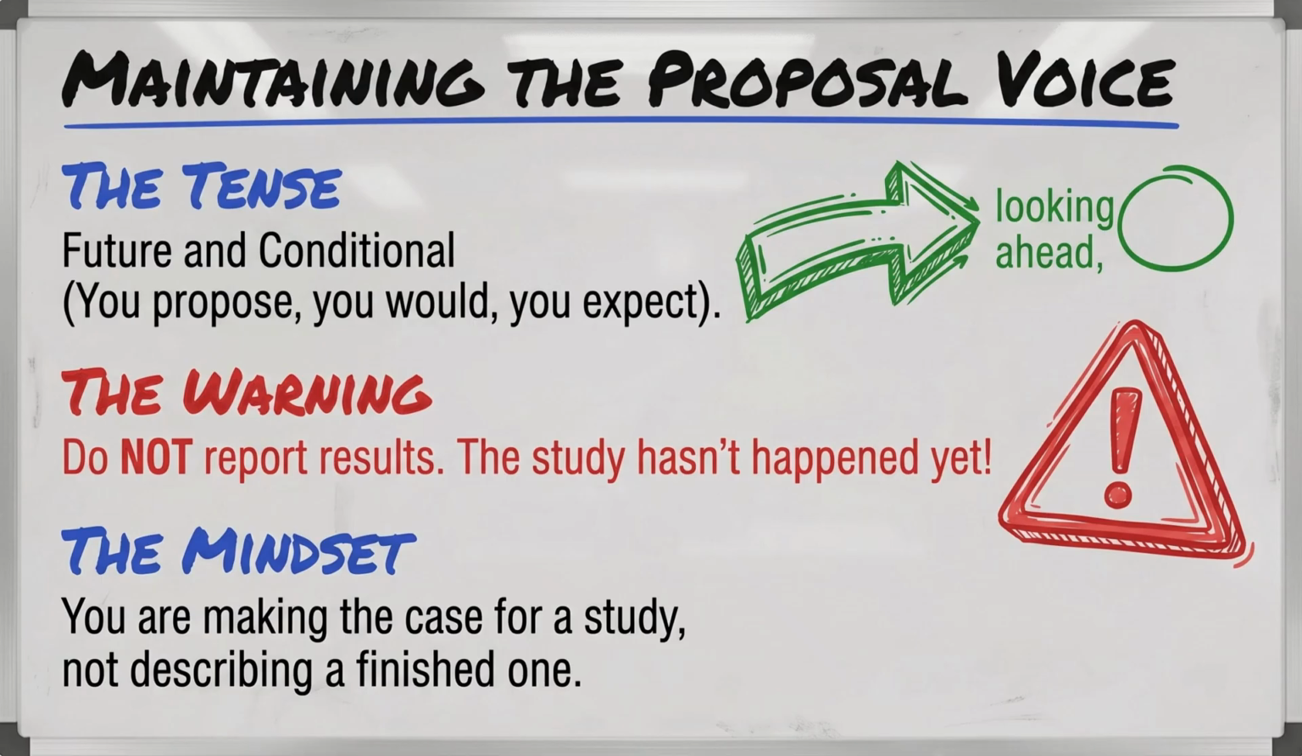Slipping into the past tense and reporting results for a study that hasn't happened yet can actually trigger academic integrity or fabrication flags, which is a severe warning. This subtle but powerful shift clearly communicates the nature of your document, and it directly influences how you'll manage your citations.